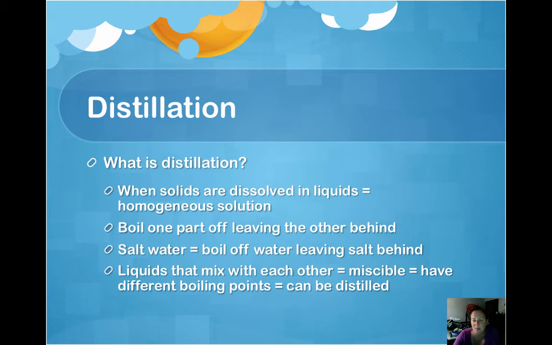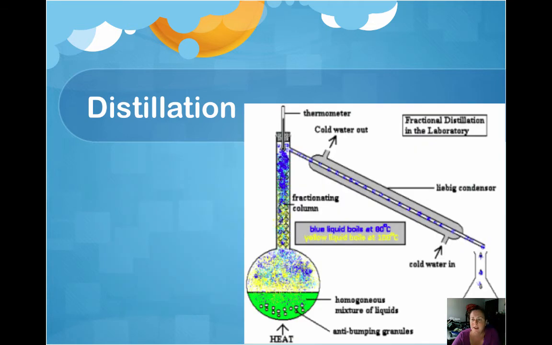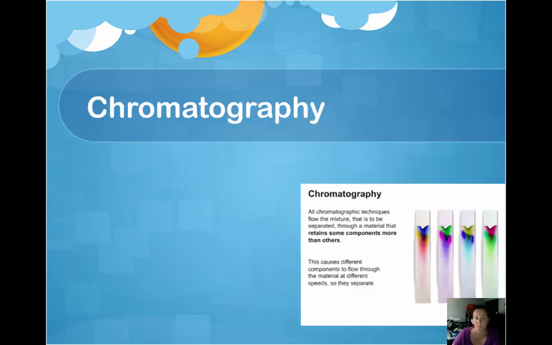Liquids that mix with each other are called miscible. If they have different boiling points, they can also be distilled. So you boil one liquid off first, and it leaves the second liquid behind. It takes a different temperature to boil off each liquid. Here's a little fractional distillation setup in a lab.